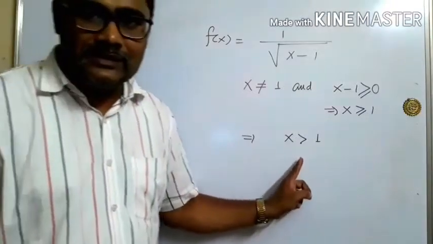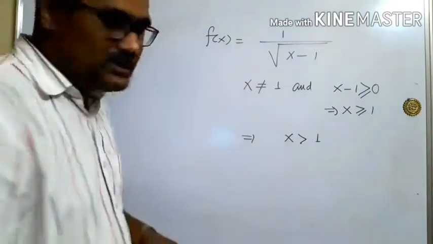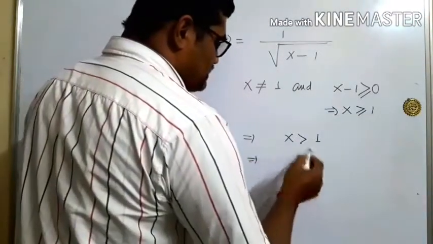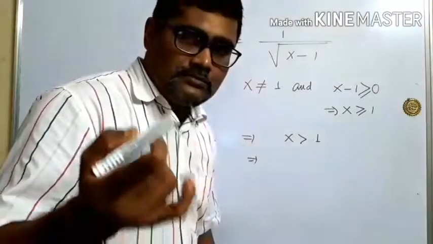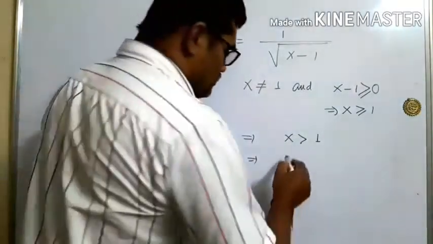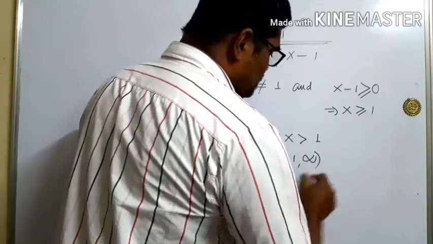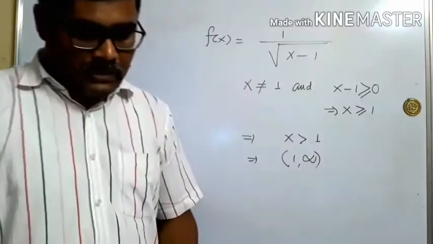By that we have found the domain. So this I can write like this: all real numbers greater than 1, or if you would like to write this as an interval, how would you write? It is the open interval 1 to infinity.